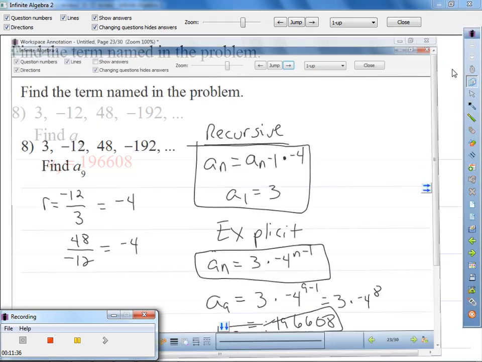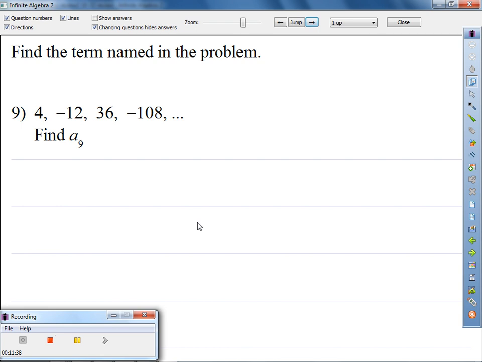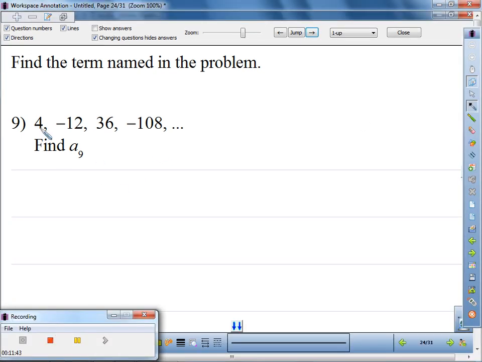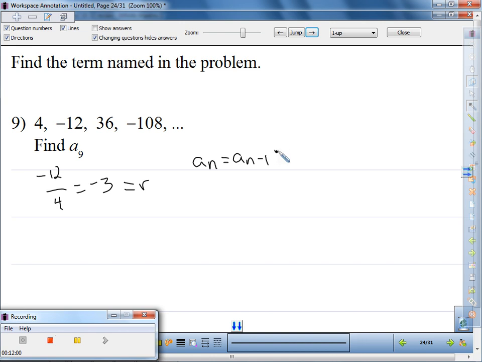Alright, now we got two more of these. Okay, again, we're oscillating back and forth, so it's probably going to be geometric. So let's take negative 12 divided by 4, gives us negative 3. So our common ratio is negative 3. Okay, the recursive formula is going to be a sub n is equal to a sub n minus 1 times r, which in this case is negative 3. a sub 1 is equal to 4. So that's our recursive formula.